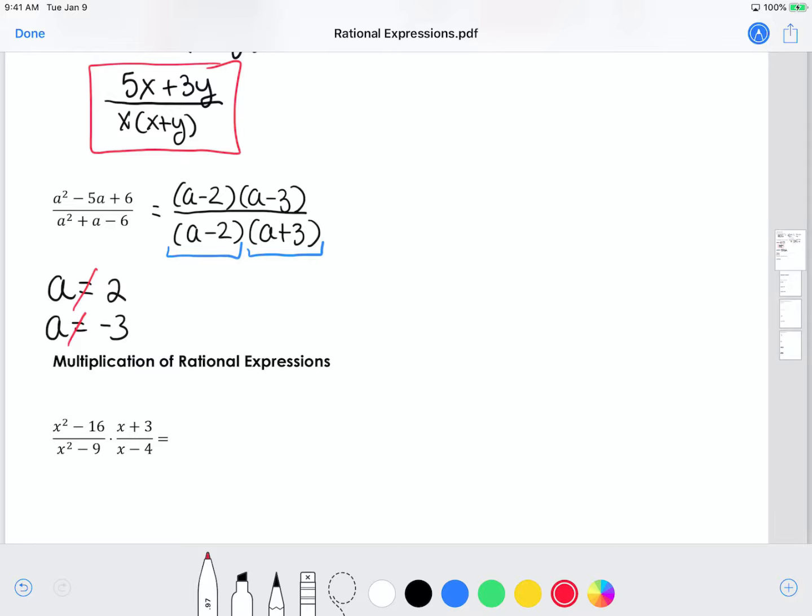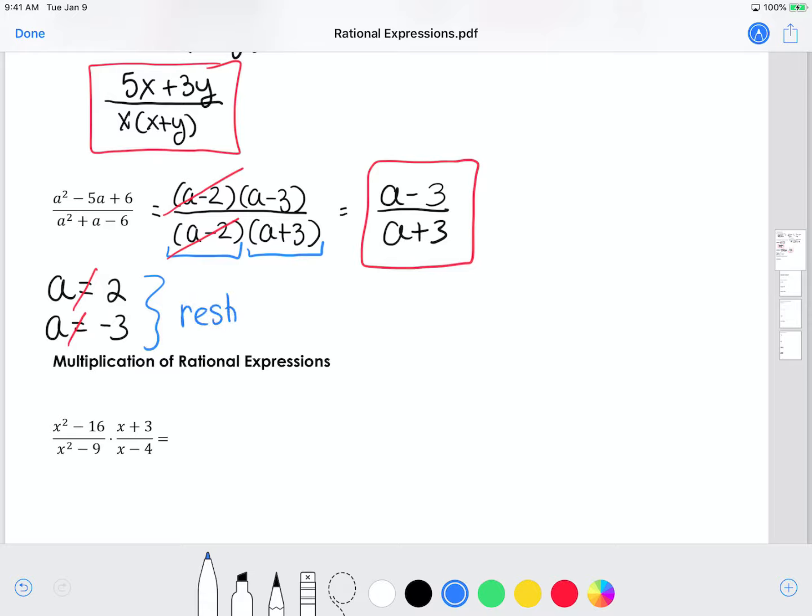So going back to simplifying this, after I factor it, I have a factor in common. A minus 2 is seen in the numerator and the denominator. So I can cross off a minus 2 in the numerator and the denominator, and what's left over is a minus 3 over a plus 3. So a minus 3 over a plus 3 is my reduced expression, and my restrictions are that a cannot be 2 and a cannot be negative 3.